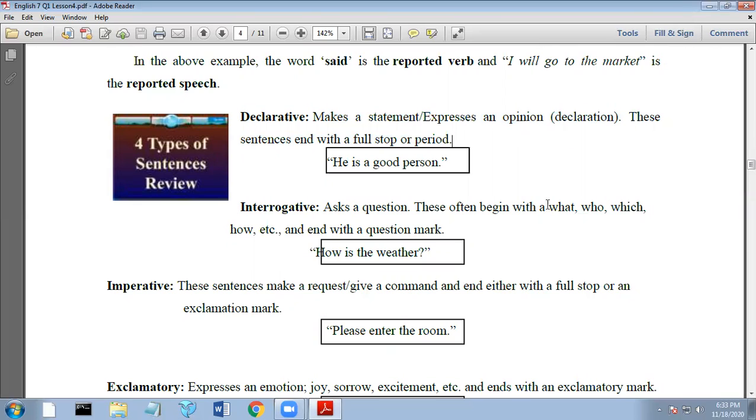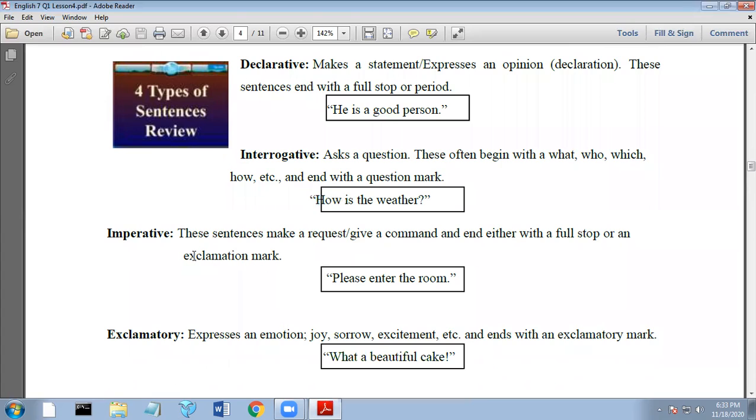These often begin with question words like what, who, which, how, and the others. And of course, end with a question mark. Example, how is the weather? So you have there the question mark, and of course, this is a question word.